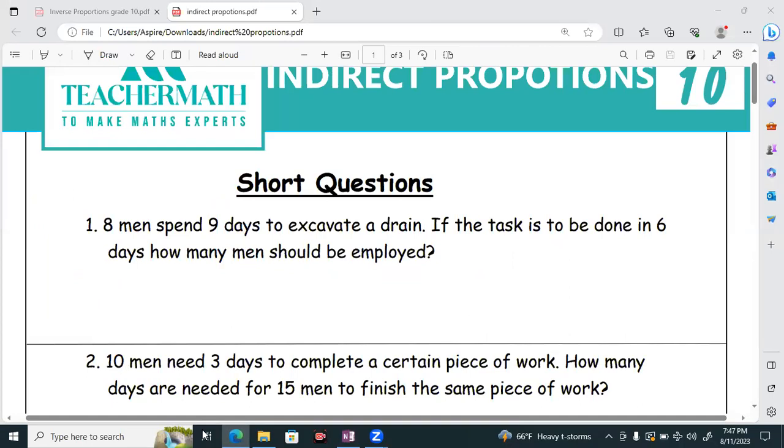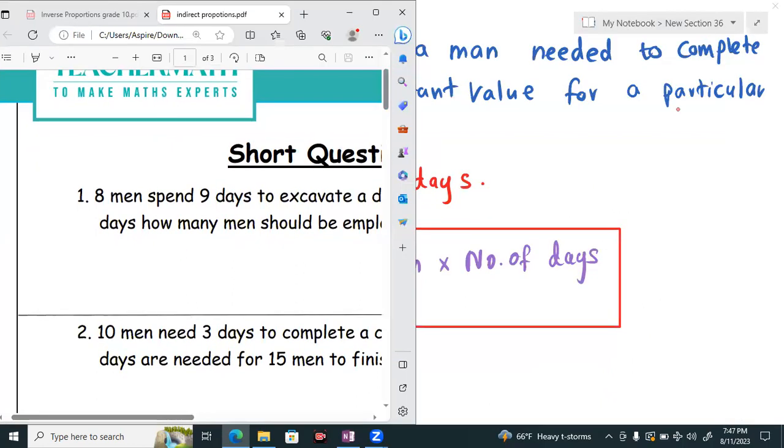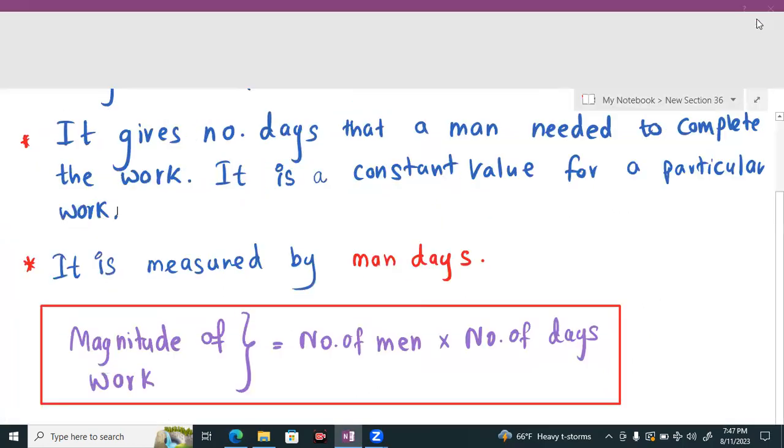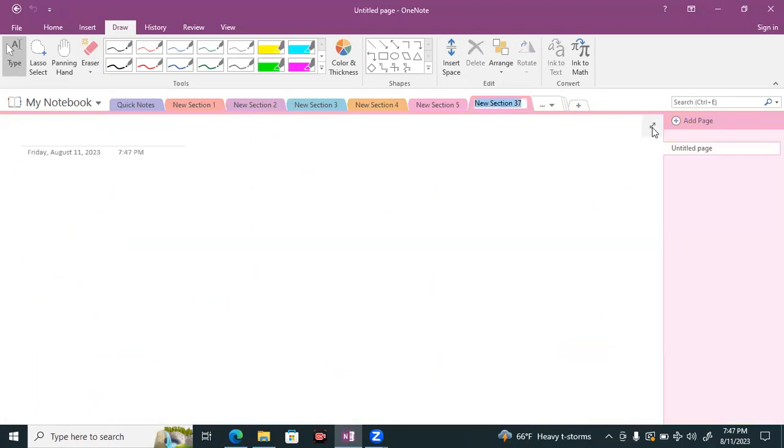Okay, now let's see. 8 men spend 9 days to excavate a drain. If the task is to be done in 6 days, how many men should be employed? Now what is given here? 8 men spend 9 days to excavate a drain. What is meant by excavate a drain? Drain. What is it? Digging, it says how many days it takes to dig?